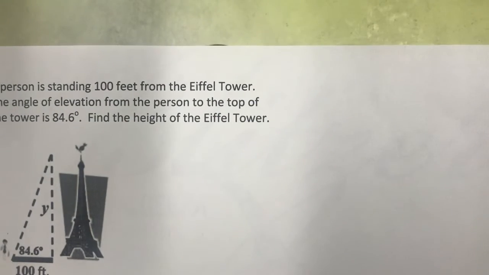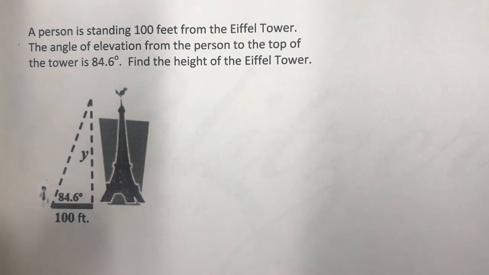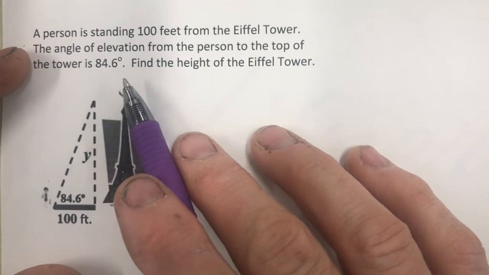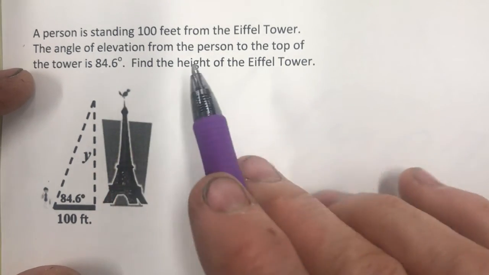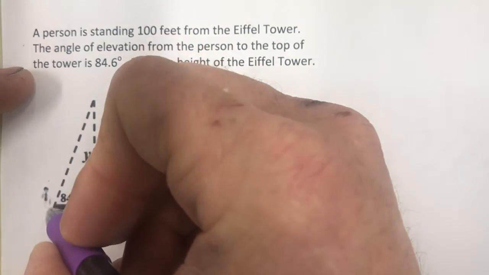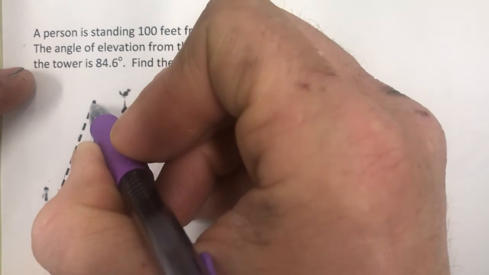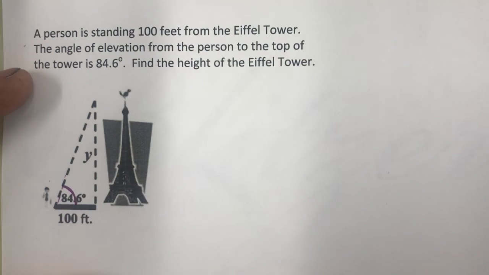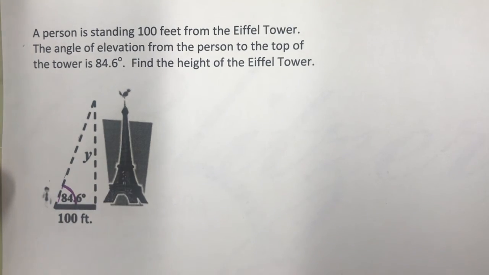All right, here's one I really like, the Eiffel Tower. A person is standing 100 feet from the Eiffel Tower. The angle of elevation from the person to the top of the tower is 84.6. Find the height of the Eiffel Tower. So you can see right here, here's this person. The angle of elevation that this person has to look up is 84.6, so that's this angle right here. He's standing 100 feet away from it. What's this measurement right here?